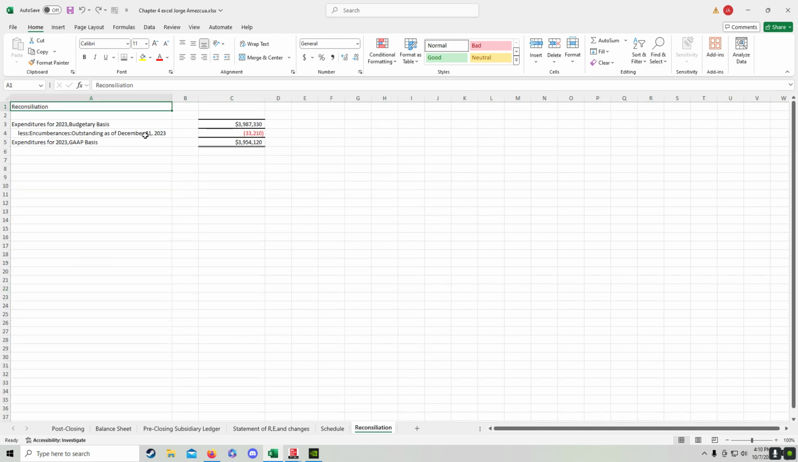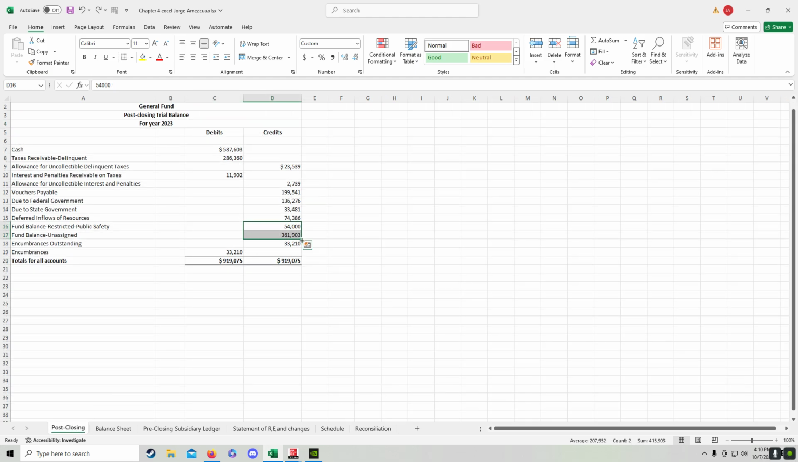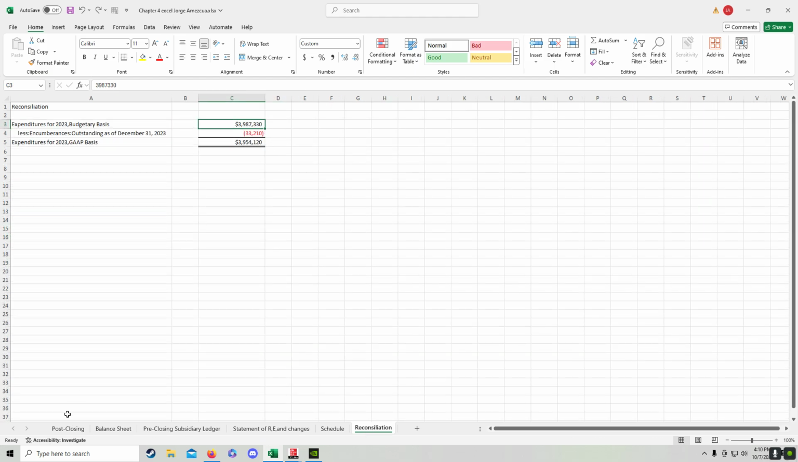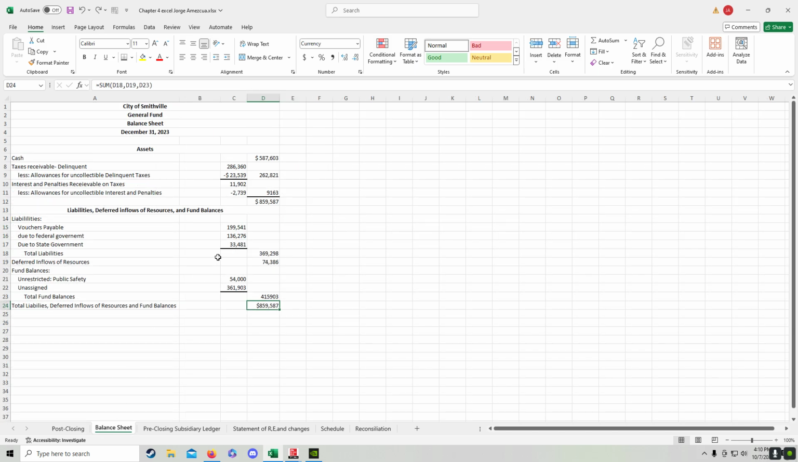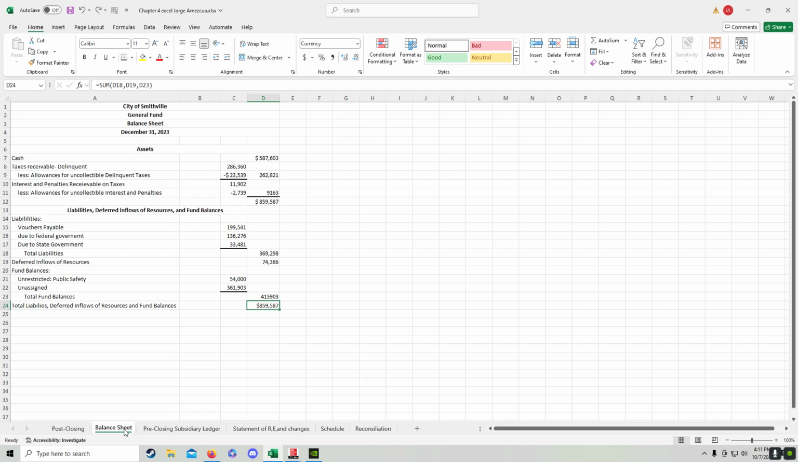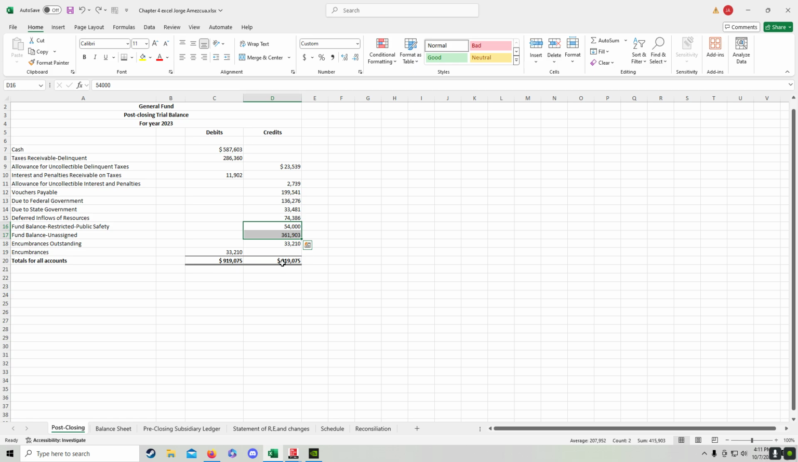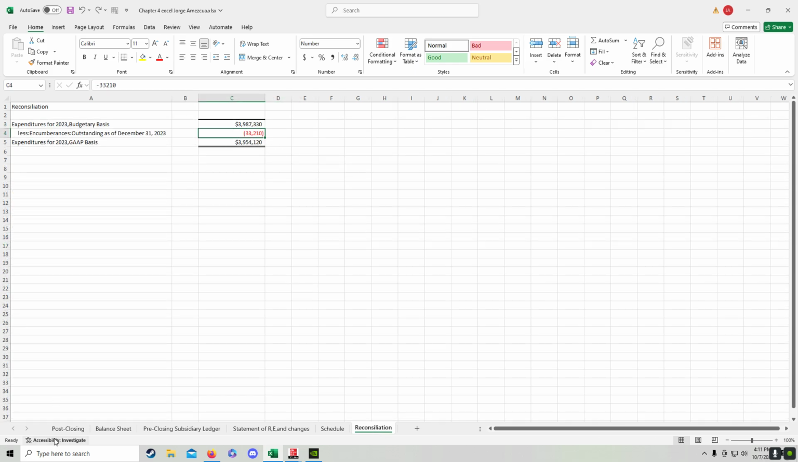And for reconciliation, the expenditures was gotten from the post-closing. Let me see. It's gotten from the expenditures on budgetary basis. Right here. Oh, this is the encumbrance.